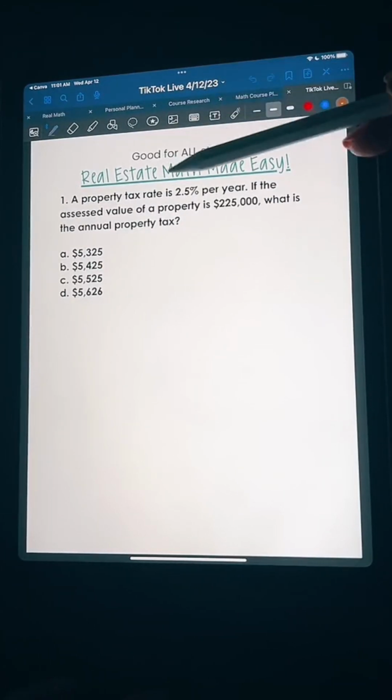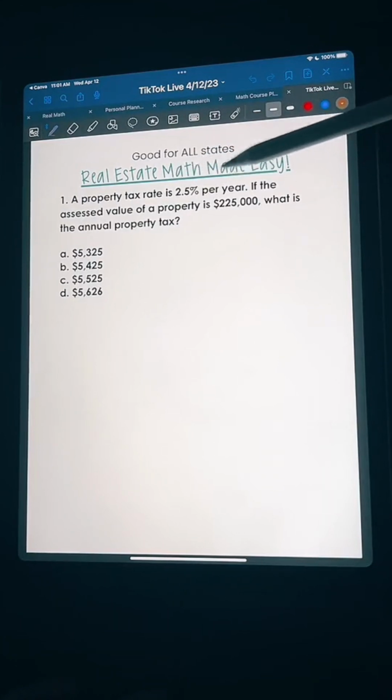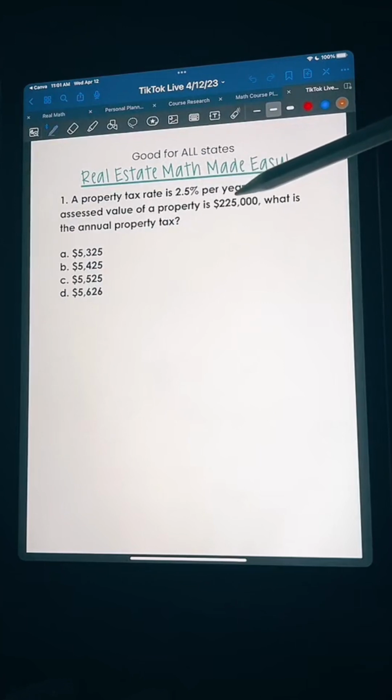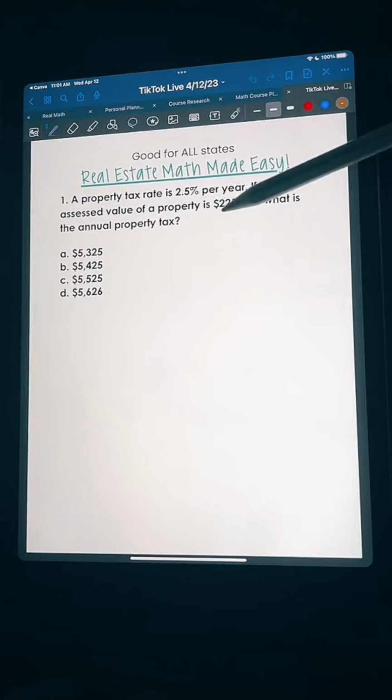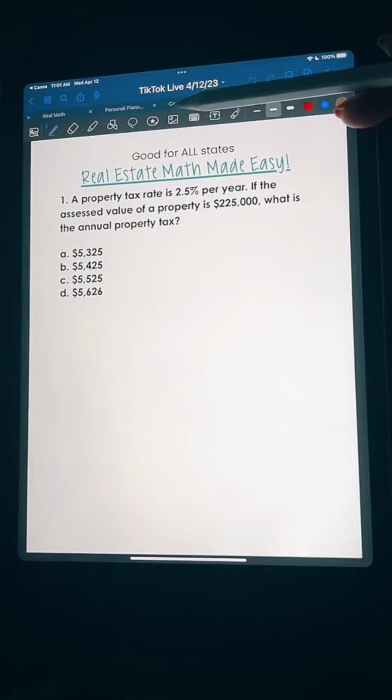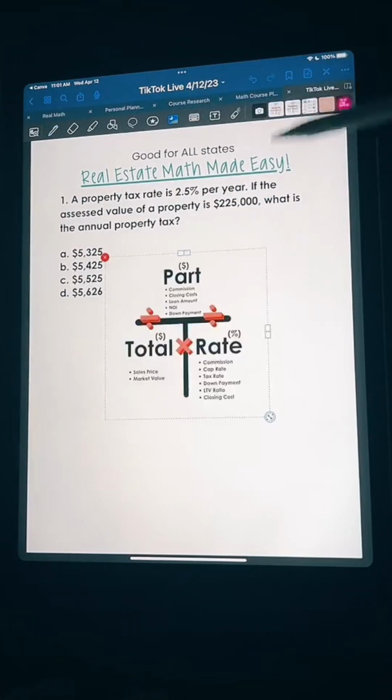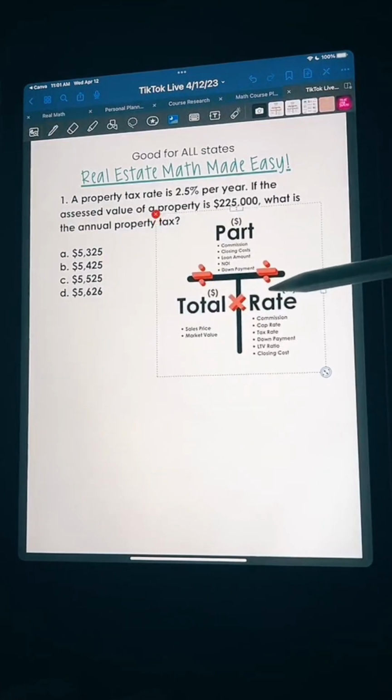It says, a property tax rate is 2.5% per year. If the assessed value of a property is $225,000, what is the annual property tax? Remember here, we can use the T method because we're given a percent, okay?